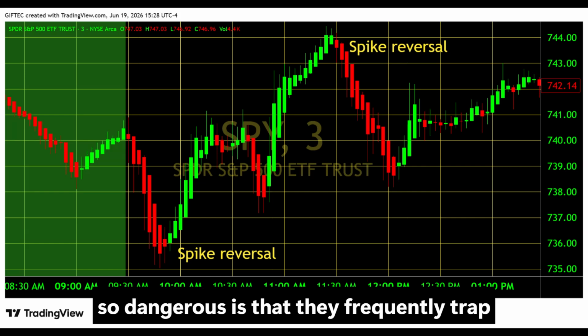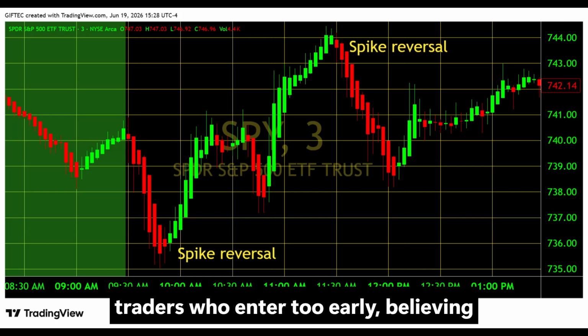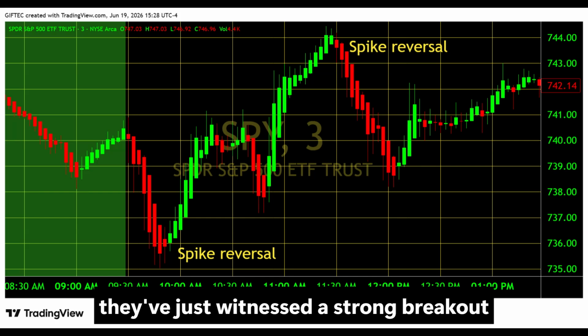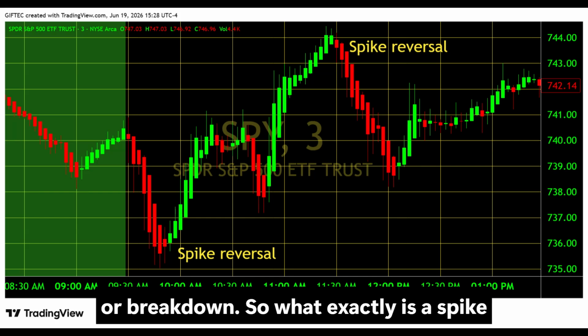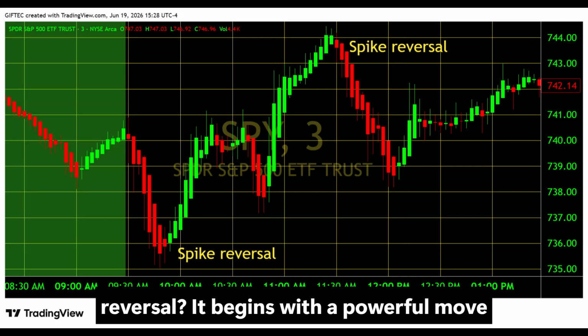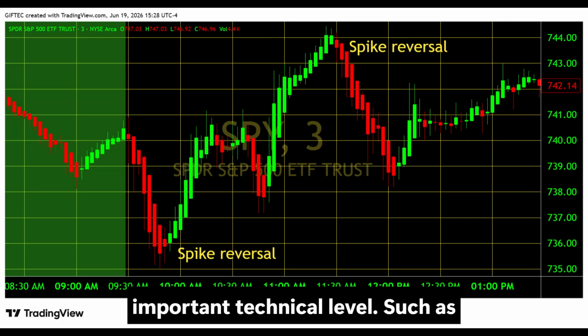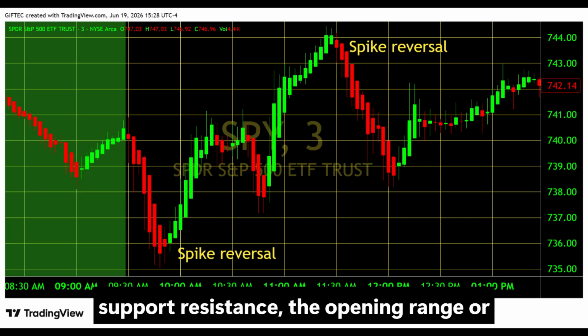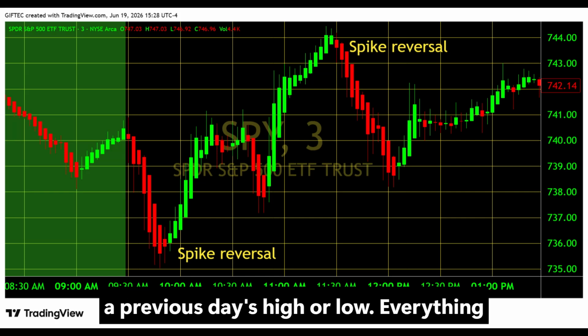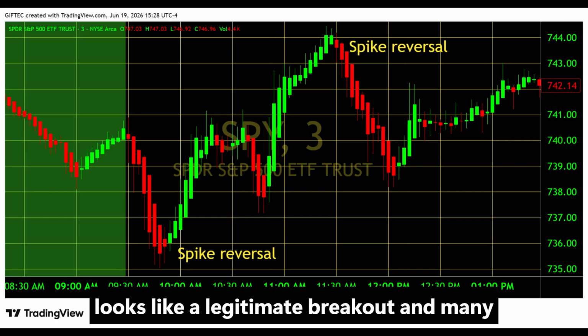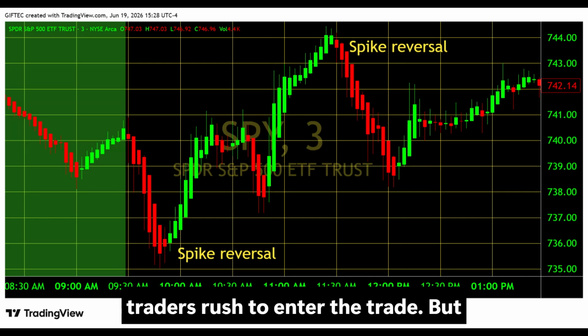The reason they're so dangerous is that they frequently trap traders who enter too early, believing they've just witnessed a strong breakout or breakdown. So, what exactly is a spike reversal? It begins with a powerful move in one direction. Price breaks through an important technical level, such as support, resistance, the opening range, or a previous day's high or low. Everything looks like a legitimate breakout, and many traders rush to enter the trade.